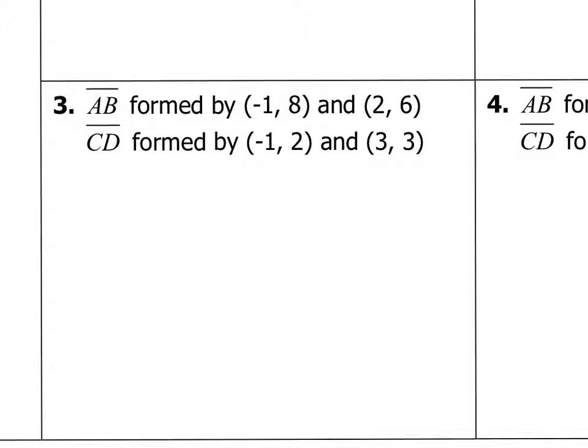All right, taking a look at number 3, we'll find the slope for AB. M is equal to y minus y, so 8 minus 6 over negative 1 minus 2. That's 2 over negative 3. There's my slope, or negative 2/3.